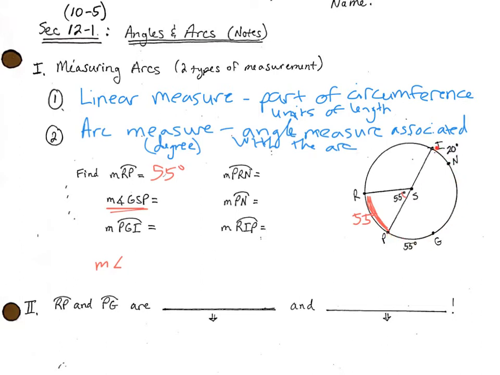And what's the measure of a semicircle? Yep, you got it. All the way around the circle is 360, because that's 360 degrees around a point, so 180 degrees is halfway around. Or you could think of it as the angle. A straight angle is 180 degrees, therefore the arc is 180 degrees.